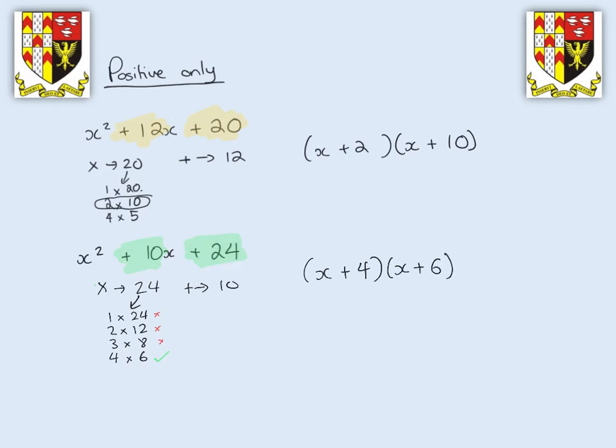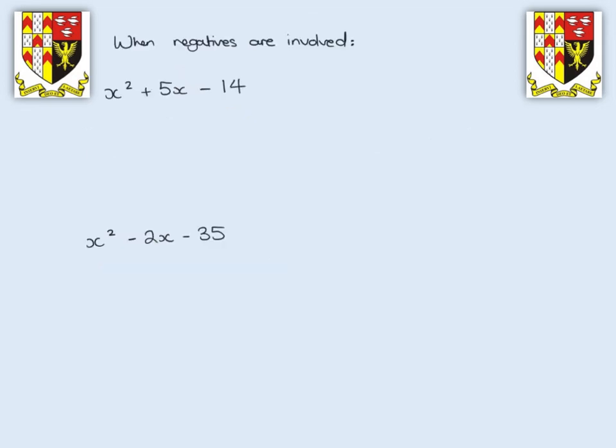Again, we could expand those brackets and just check that we get the answer of x squared plus 10x plus 24, just to check our answer if we want to while we're learning it at the moment. The next type I'm just going to have a look at is when we have a negative product.